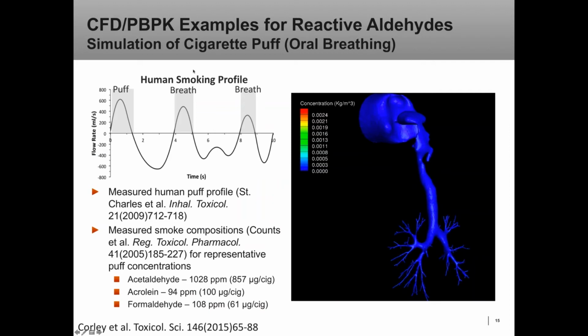In this case, we're using a human puffing profile with oral inhalation as opposed to nasal breathing in a rat, using a measured profile and smoke aldehyde constituents for acetaldehyde, acrolein, and formaldehyde. These simulations have been conducted and then compared back to rat studies to look at the relative risk of airways in the human under smoking behaviors versus those in prior conducted animal bioassays.